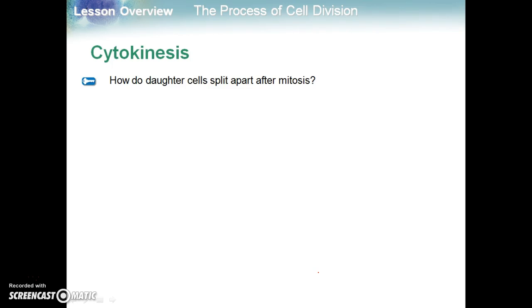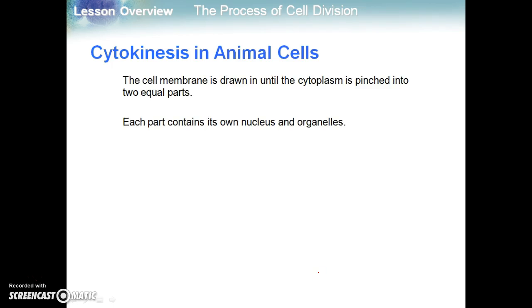So our next question is, how do daughter cells then split apart? We split apart the nuclei, but we now need to split apart our cells. And this is different in animal and plant cells. In animal cells, the cell membrane is going to be drawn in, and there's going to be this pinching action. And the cell is going to pinch into two equal parts.